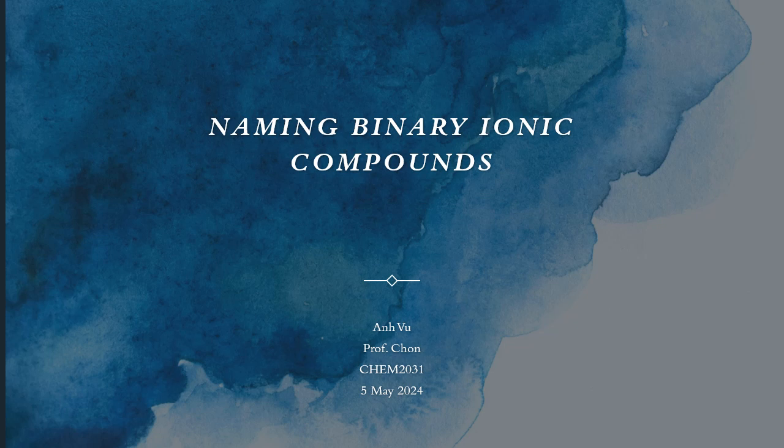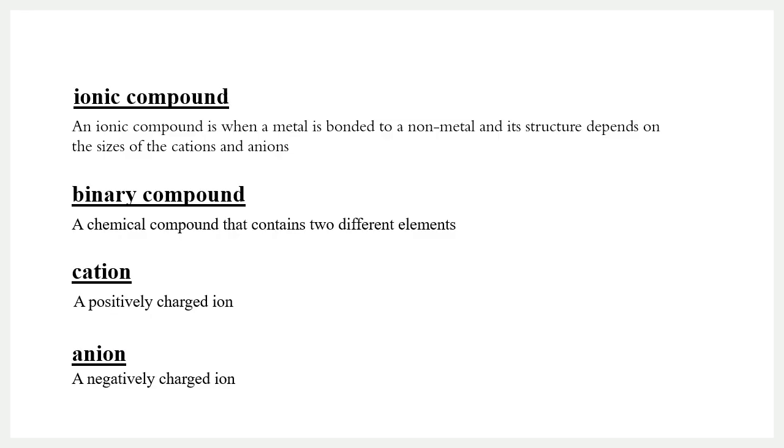So in this video, I'm going to show you how to name binary ionic compounds. I will also talk about how to come up with the empirical formula when given a cation and an anion. Before we start, we should know what some of the terms mean.